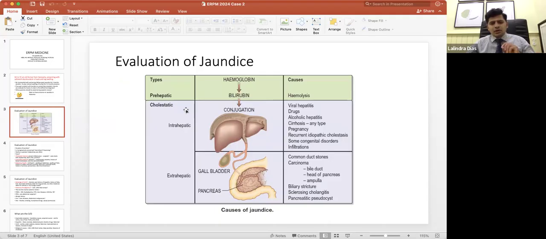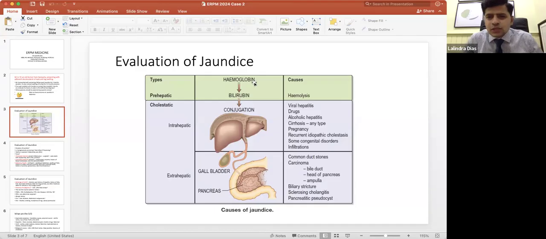So the intrahepatic jaundice, cholestasis can occur intrahepatic, that is within the liver, or it can occur outside the liver, then we call it extrahepatic cholestasis. Extrahepatic cholestasis is the one that we mainly label as surgical jaundice. And medical jaundice is the prehepatic jaundice.